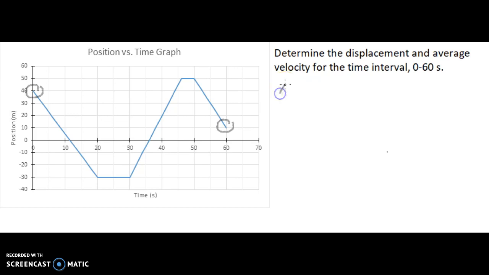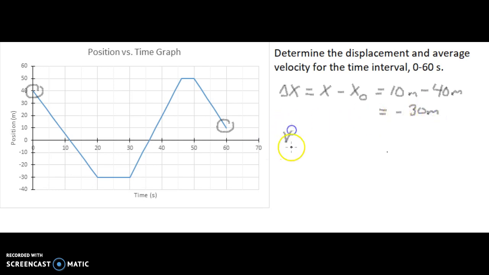So to figure out the displacement, or your change in position, you're going to have your final position minus your initial position. That would be 10 meters minus 40 meters, and your answer here would be negative 30 meters.